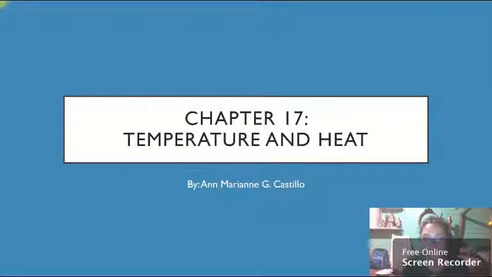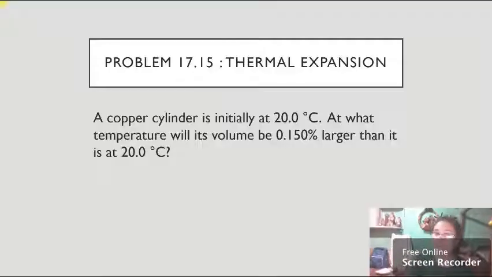So good day everyone. For today we're going to answer three physics problems from the University Physics with Modern Physics book, Volume 1, 14th edition. For today we're going to talk about problems under Chapter 17, Temperature and Heat. So let's get started.